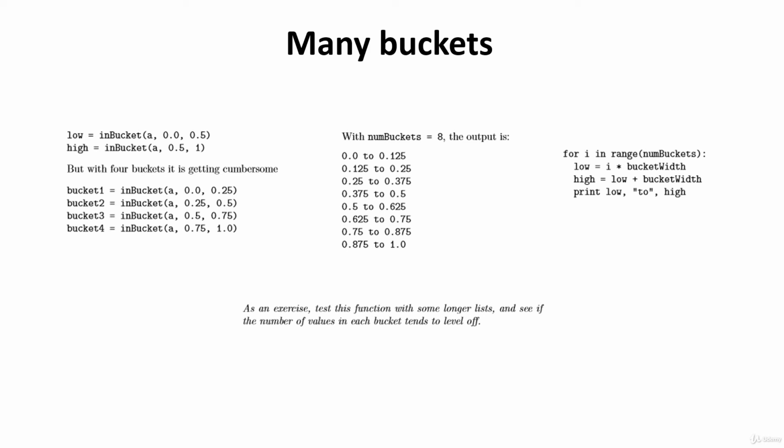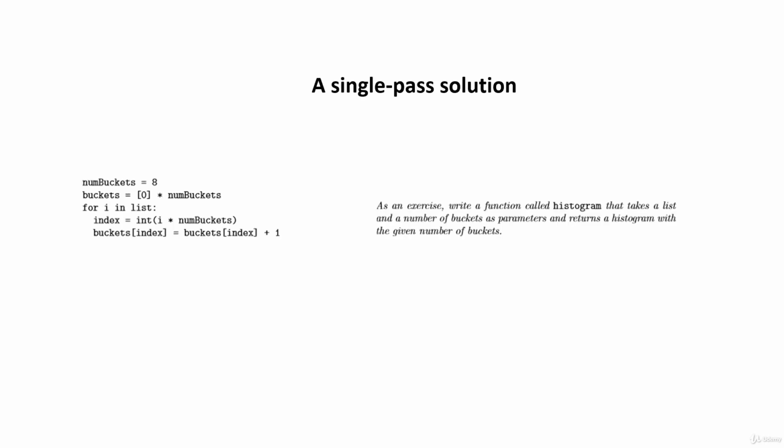Now we will discuss a single pass solution. Although this program works, it is not as efficient as it could be. Every time it calls in bracket, it traverses the entire list. As the number of brackets increases, that gets to be a lot of traversals. It would be better to make a single pass through the list and compute for each value the index of the bracket in which it falls. Then we can increment the appropriate counter.